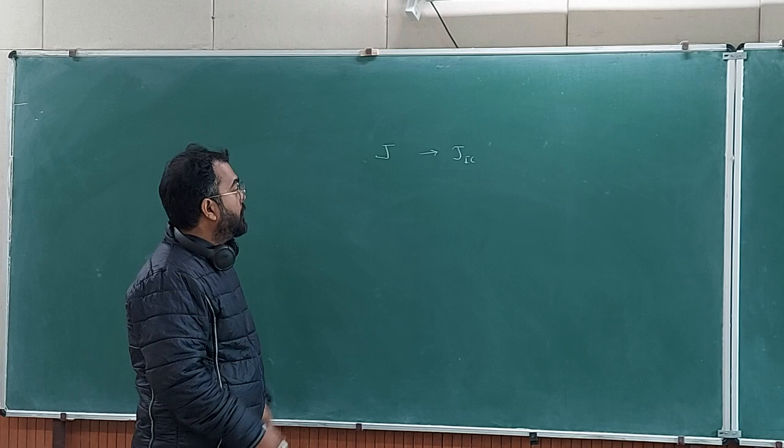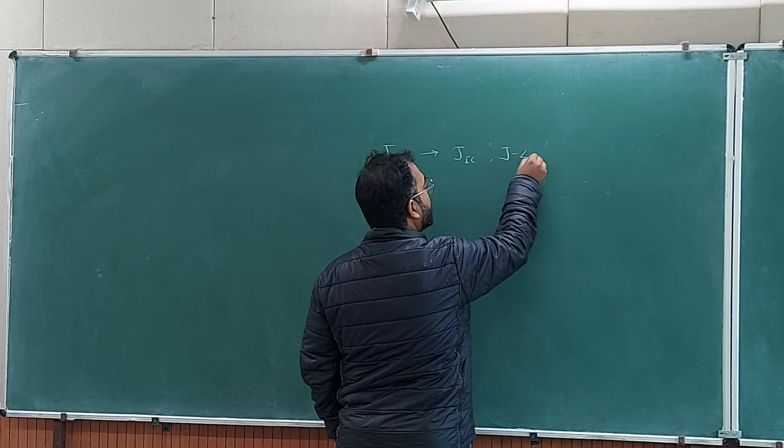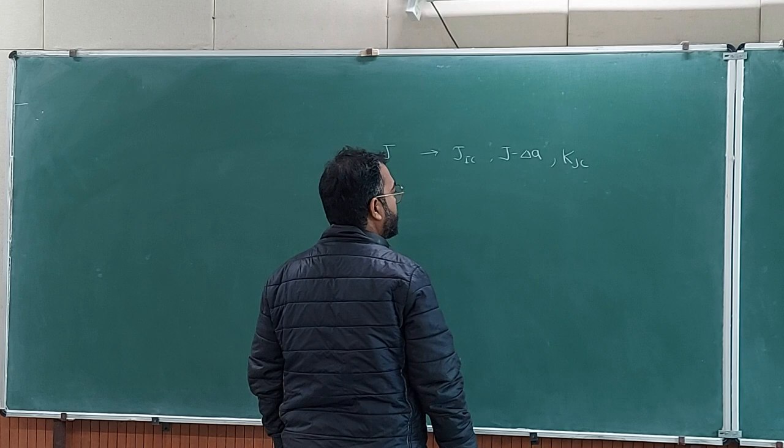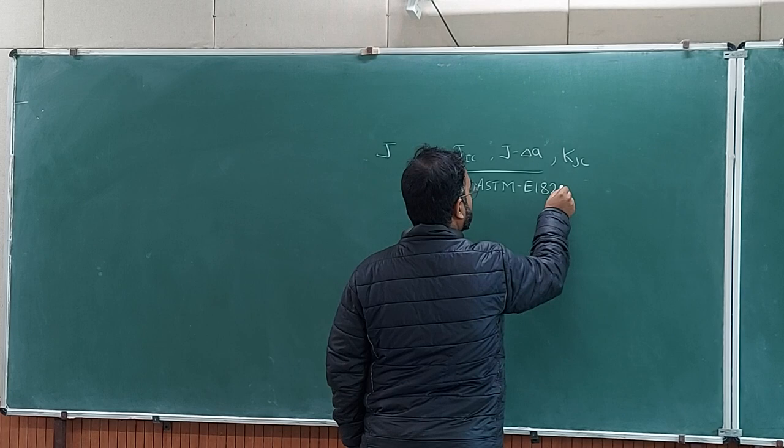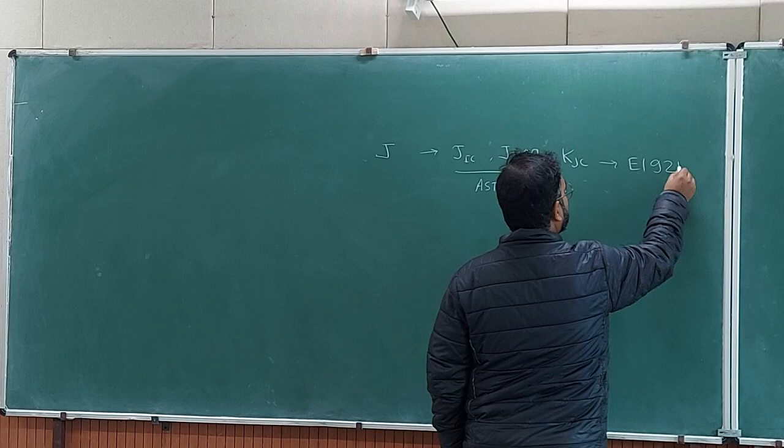So you have J1C, then you can have the J versus delta A curve. Then you can calculate KJC also from J for brittle material. And for these two, you have ASTM E1820, and for this, you have E1921. And we will see how to do that.